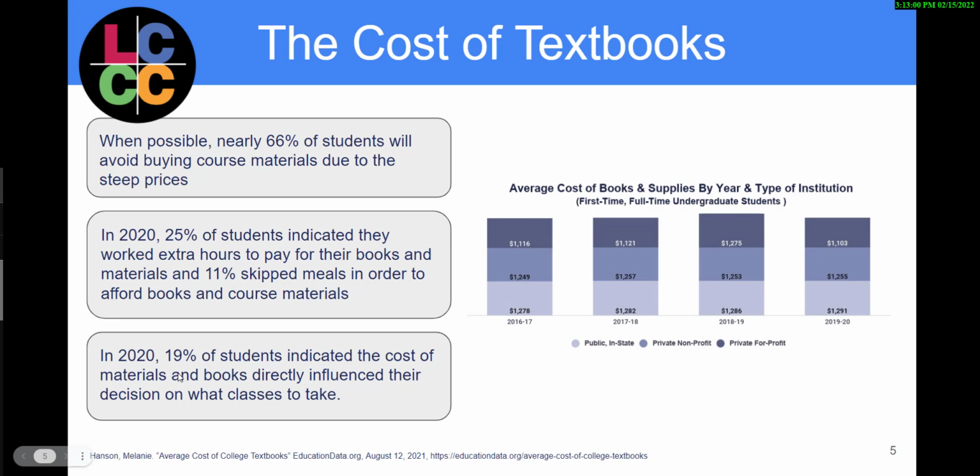This graph shows the average cost of books and supplies by year and the type of institution. So again, it's in that $1,200 range. So it's important to use OERs because they're free to the student, so the cost of textbooks would be eliminated, as well as alleviate the stress that some of the data suggests for students.